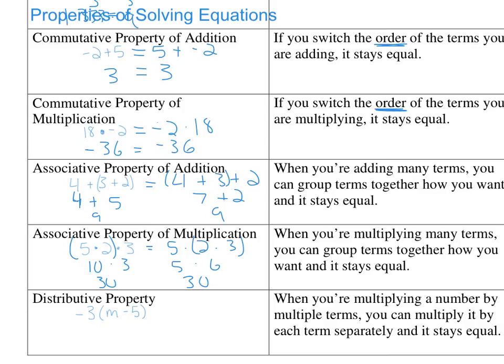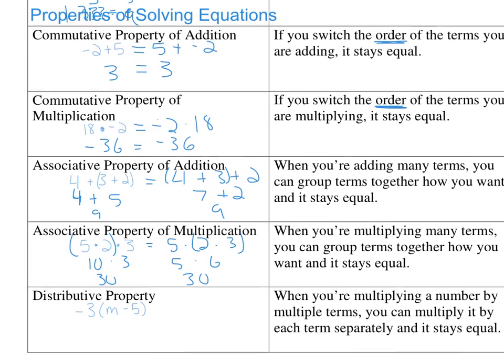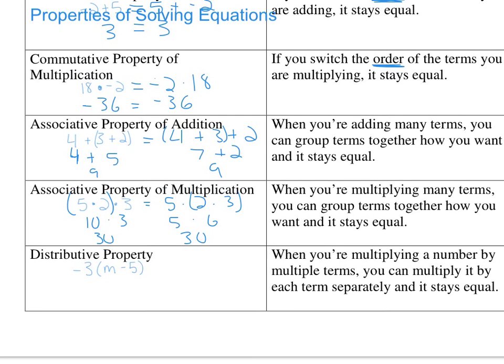Our last property that we're going to talk about right now is the distributive property. We've been working with this one a lot. So for our distributive property, it says if you're multiplying a number, which is talking about the one out front, if you're multiplying this thing by multiple terms, which means the m and the -5, you can multiply it by each term separately and it'll stay equal.